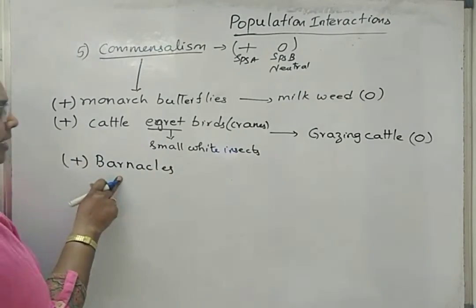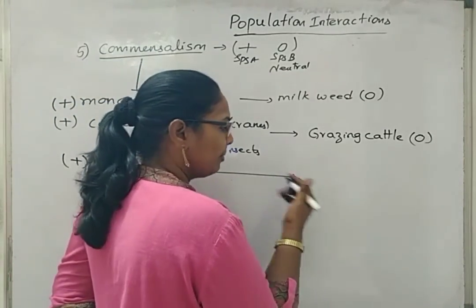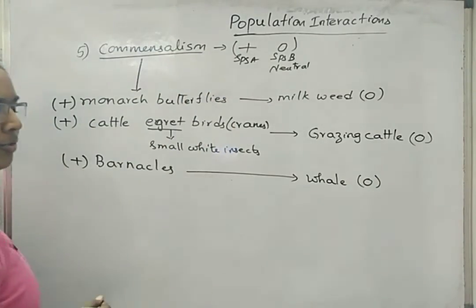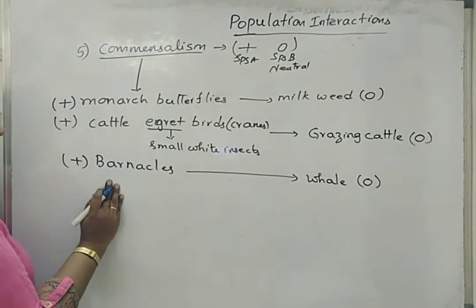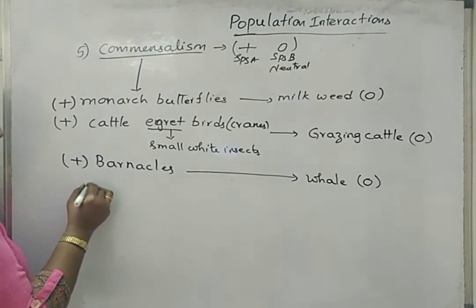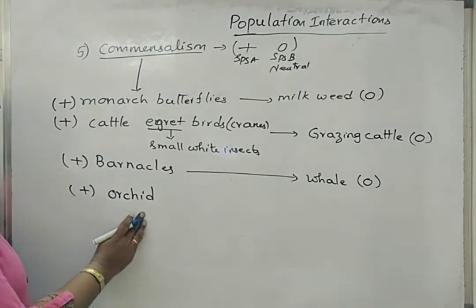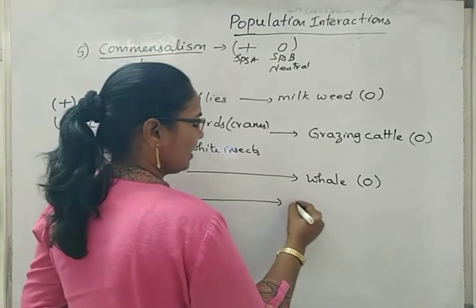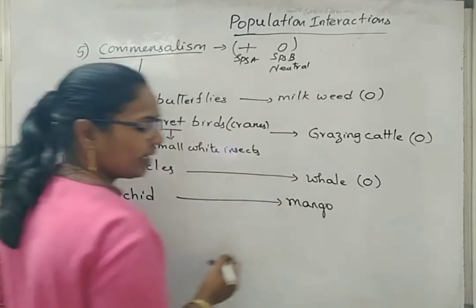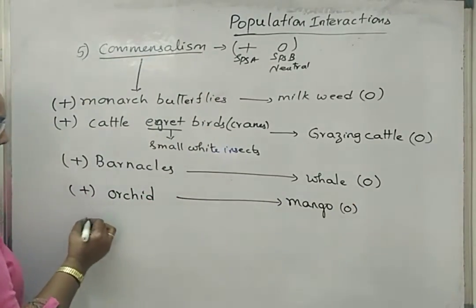Another example we can take is barnacles on the host. These are getting benefited. They are taking food material from the host. But the whales which are present in the water are not having any harm because of these barnacles. Barnacles are a type of aquatic organisms. Another example we can take is orchids, which are living as epiphytes on the plants. We can take any large angiospermic plant, like mango or neem, which is not having any harm because of the orchids that are surviving.